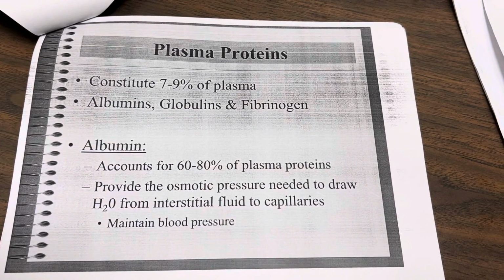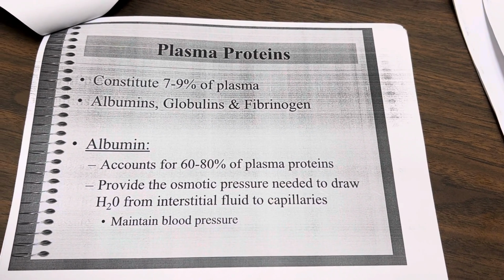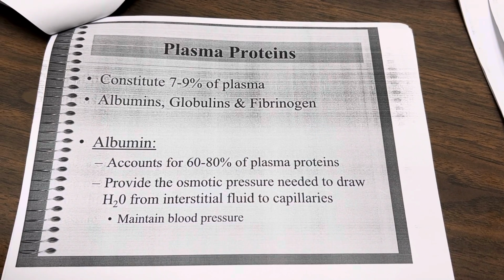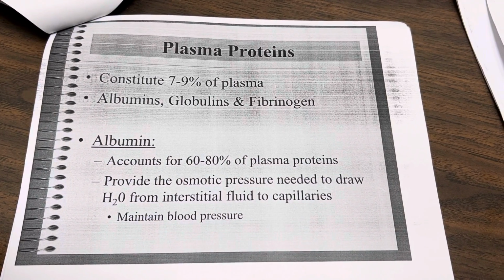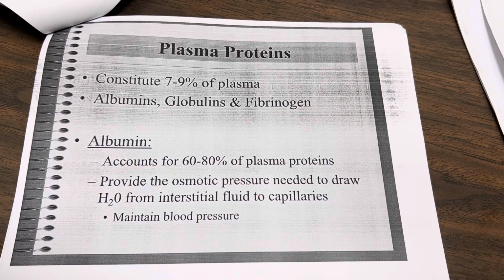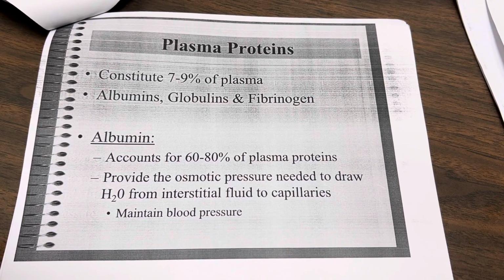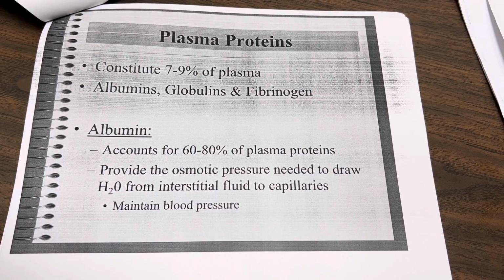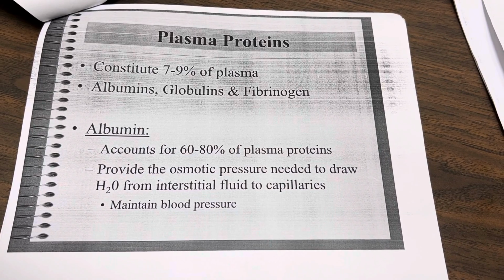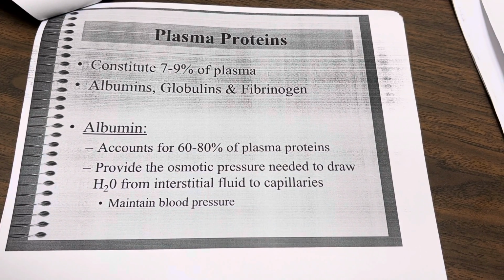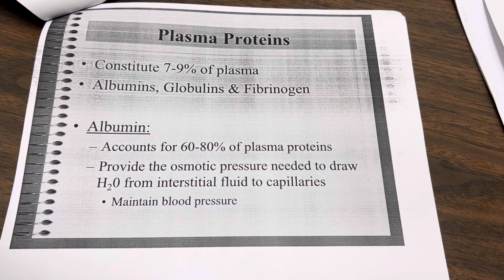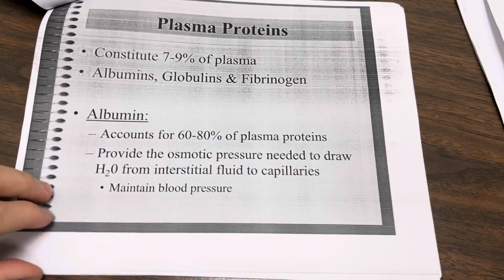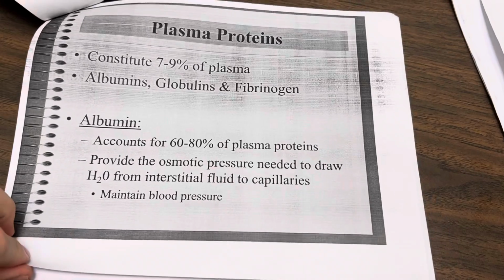Plasma proteins constitute 7 to 9% of plasma. The plasma proteins are albumins, globulins, and fibrinogen. Albumin accounts for 60 to 80% of plasma proteins, provides the osmotic pressure needed to draw H2O from interstitial fluid to capillaries, and maintains blood pressure.